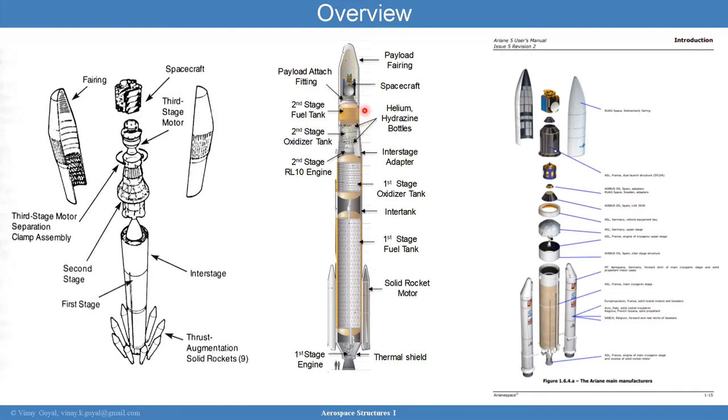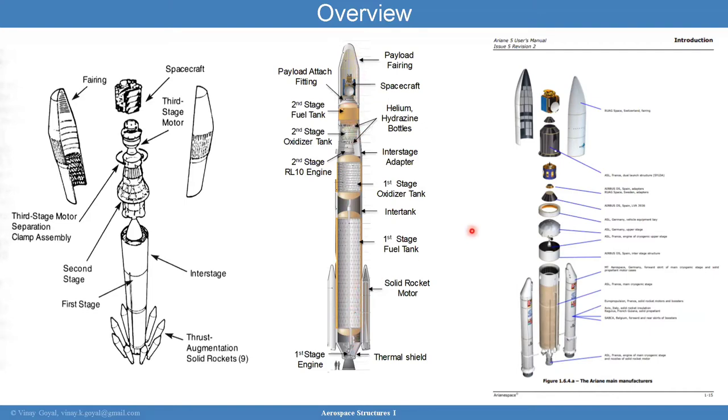And then you have the payload attach fitting. The payload attach fitting will have a spacecraft attached to it, which is then also attached to the payload fairing. And the payload fairing is attached to the stage tanks. What the payload fairing is really doing is protecting the spacecraft from the environments it is going to experience in service and during ascent, I meant. So these are your basic launch vehicle design.